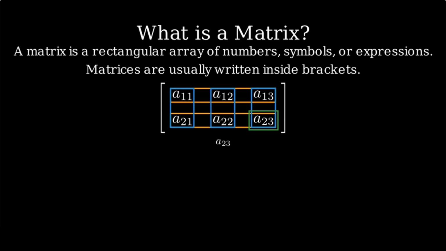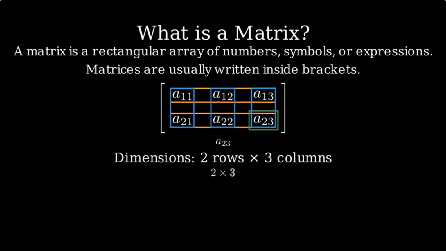The matrix shown has 2 rows and 3 columns. We say its dimensions are 2 by 3. Mathematicians will usually write the dimension as m times n, where m stands for rows and n stands for columns. Here, m equals 2 and n equals 3. As a formula, that looks like m = 2, n = 3.